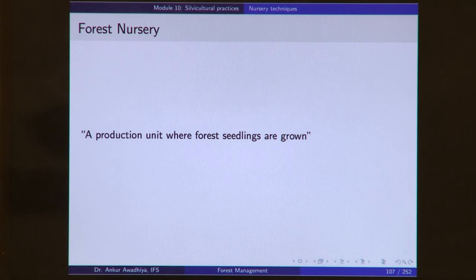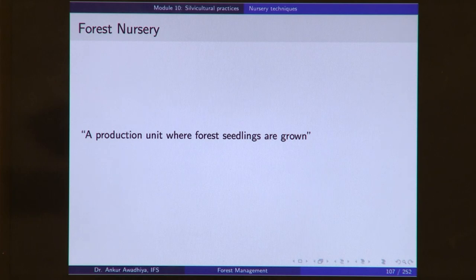It means that the major objective of setting up a nursery is to produce things. It is not a research organization. It is not for any other purpose. The primary purpose is production of seedlings. So it is a production unit where forest seedlings are grown.